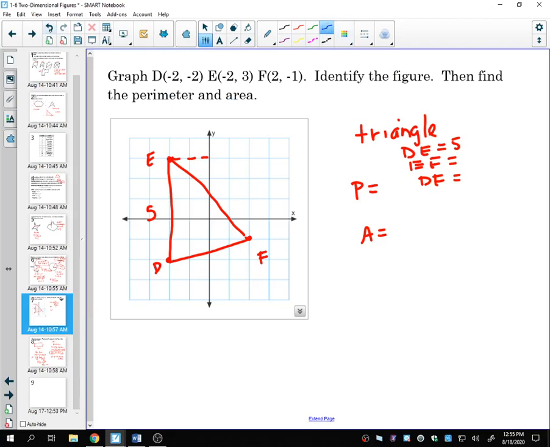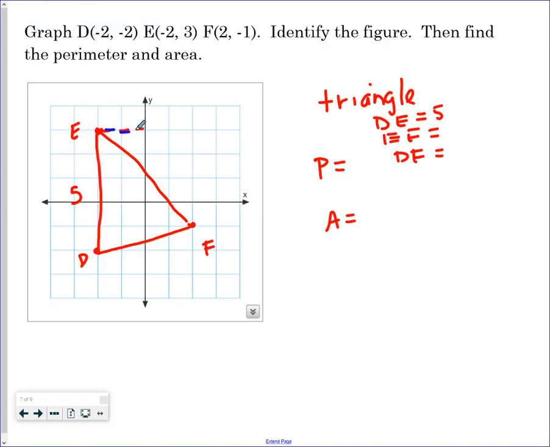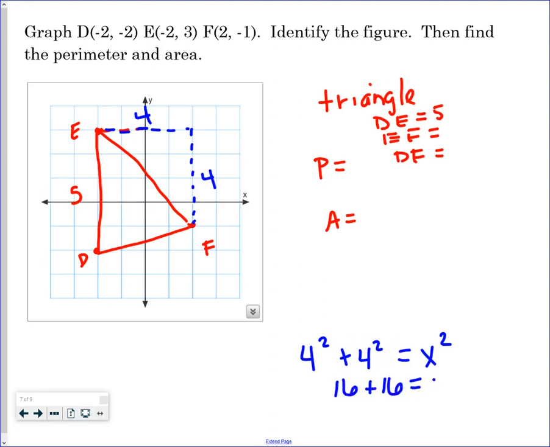We're going to draw a right triangle. Do you guys see how I made my own right triangle with the hypotenuse being the distance I want? So I'm going to count again. 1, 2, 3, 4. This side is 4 long. 1, 2, 3, 4. So I'm going to say leg squared plus leg squared equals I don't know squared. Side EF is what I'm looking for. Do you guys get that? So 16 plus 16 equals x squared.